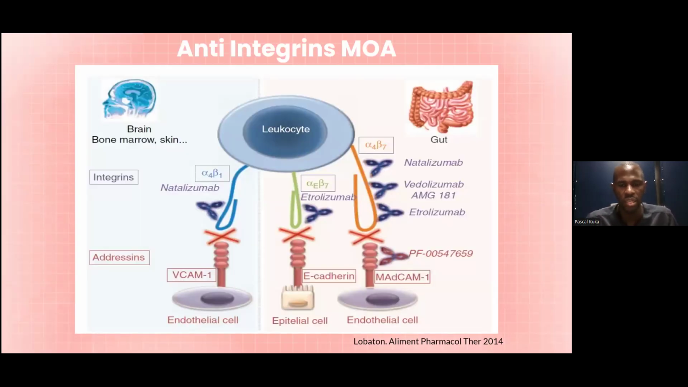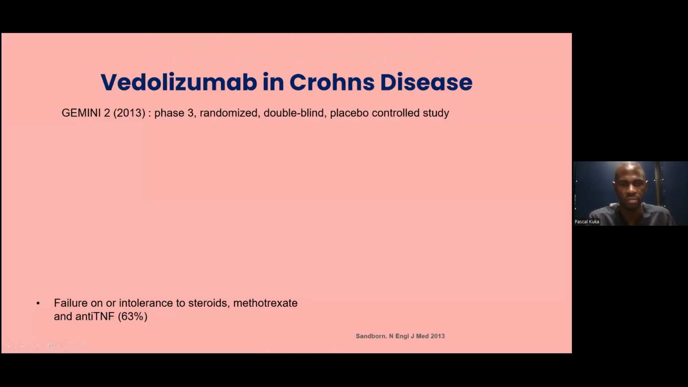So as I mentioned, alpha 4 beta 7 is gut specific as opposed to alpha 4 beta 1, which is mostly in the brain, and it's utilized in terms of use of natalizumab in multiple sclerosis, which then predisposes patients to complications. The key one being PML, progressive multifocal leukoencephalopathy, which was initially a concern with vedolizumab, but we shall see it's not a valid concern anymore currently.